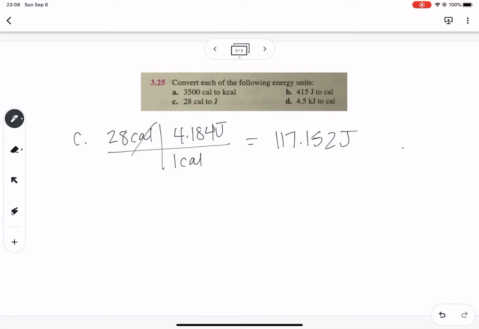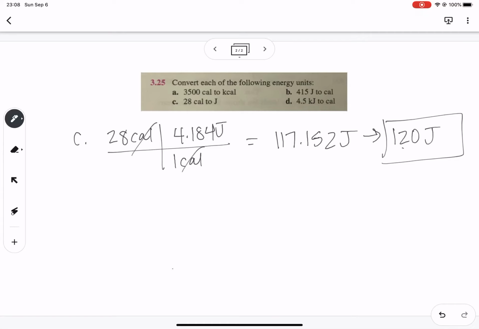joules. Calories cancel. But we started with 28, which is 2 significant figures. That means our answer can only have 2 significant figures, and this answer has 6. So we need to convert that. So this is 120 joules. We just round to the nearest 10.